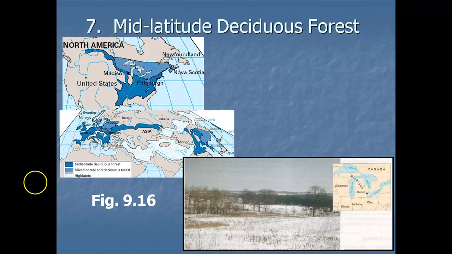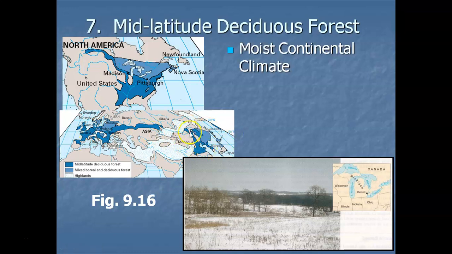Let's move on. Let's move to the northeast United States. All right, so just north of our climate. It's called the mid-latitude deciduous forest. And so here we've got the northeast U.S. and a good bit of Western Europe and northern China. All right, so this very much is going to associate with the moist continental climate.